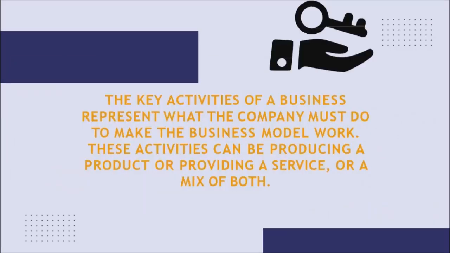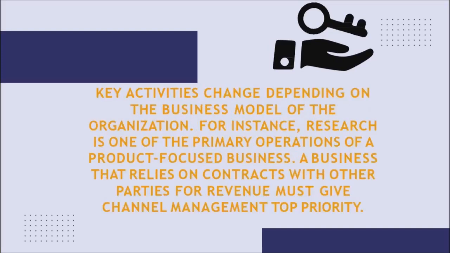So, what is the key activities definition? The key activities of a business represent what the company must do to make the business model work. These activities can be producing a product or providing a service, or a mix of both. Key activities change depending on the business model of the organization. For instance, research is one of the primary operations of a product-focused business, while a business that relies on contracts with other parties for revenue must give channel management top priority.